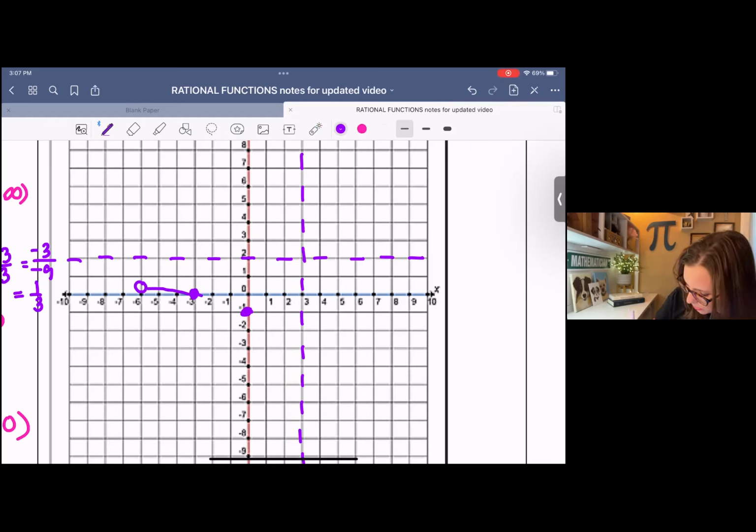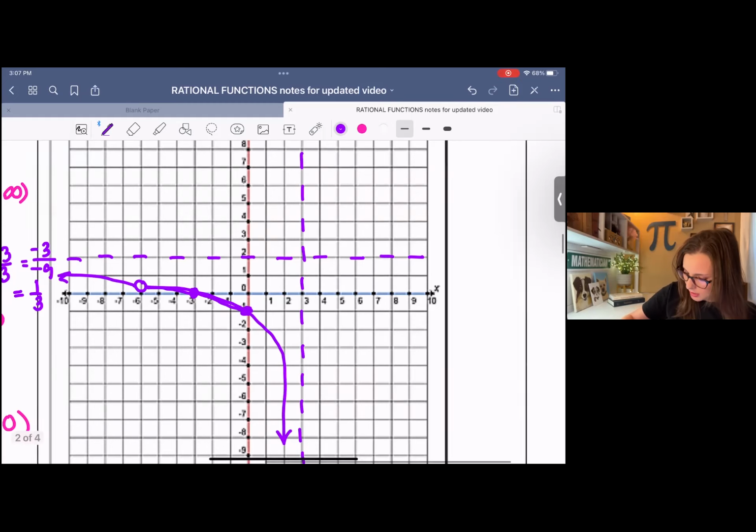So just going to do a sketch here. Doesn't have to be perfect. Oh my goodness, really not perfect. I tried. Go down like that. And then it's going to have a mirror image here. Again, it's just a sketch, not exact.